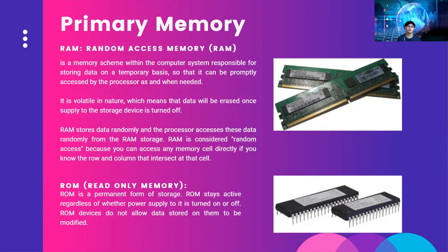Okay, RAM stores data randomly, and the processor accesses this data randomly from the RAM storage. RAM is considered random access because you can access any memory cell directly if you know the row and column that intersect at the cell. Okay, and the ROM, the read-only memory, is a permanent form of storage. The ROM stays active regardless of whether supply to it is turned on or off. So ROM devices do not allow data stored on them to be modified. So again, that is the difference between the RAM and the ROM. So those were the primary memory of the computer.